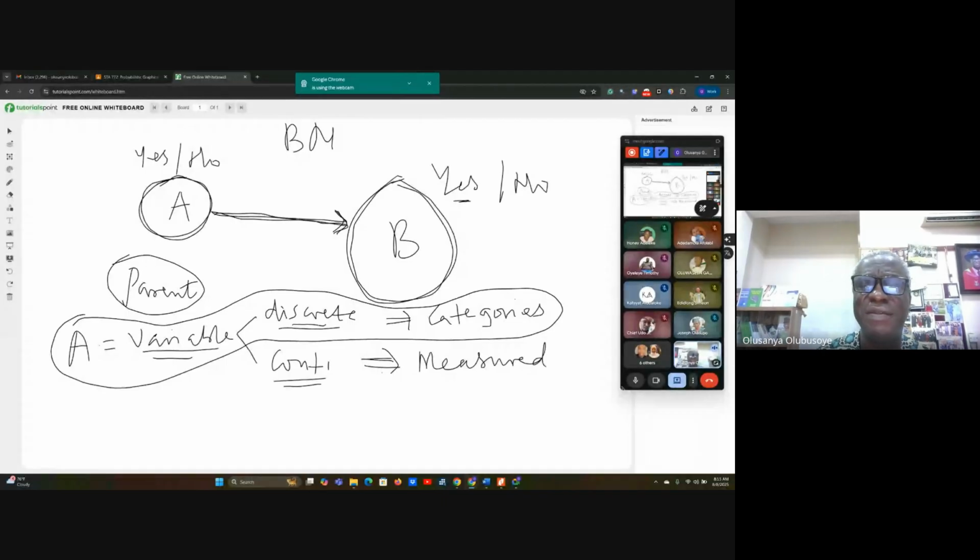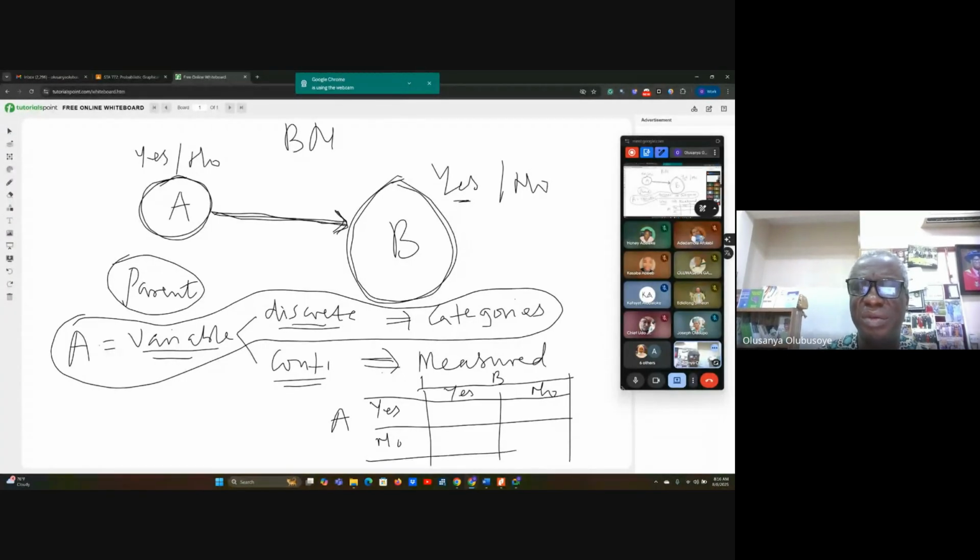So you could possibly have a table which will show A, which could be yes or no. You also have B, which could be yes or no. So you could have a table like this, which is going to give us what we now call the conditional probability table.